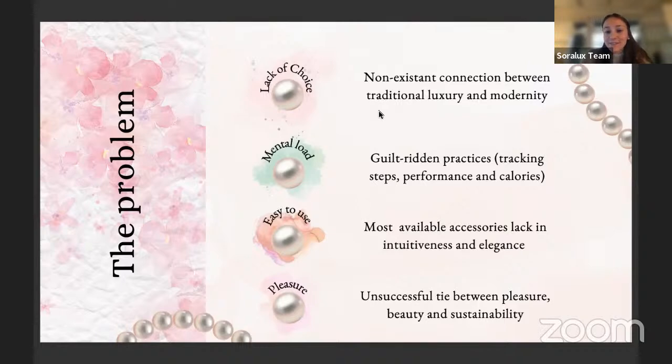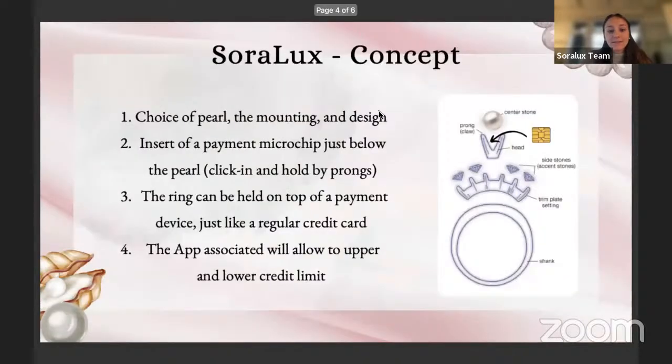It lies in a successful tie between the beauty of a luxury jewelry product, smart and useful technology, and something that is also intuitively sustainable. This sought-after pleasure lies in Sora Lux. By choosing a pearl, the mounting and design, you will create your individual ring. But there comes the twist. We allow you to click in a microchip that will make the ring functional for any payment device over which you will swoop your hand. The app that comes with it will allow you to raise and lower your credit card limit so that, in case of loss, nobody can use the ring without a PIN over a certain chosen amount.